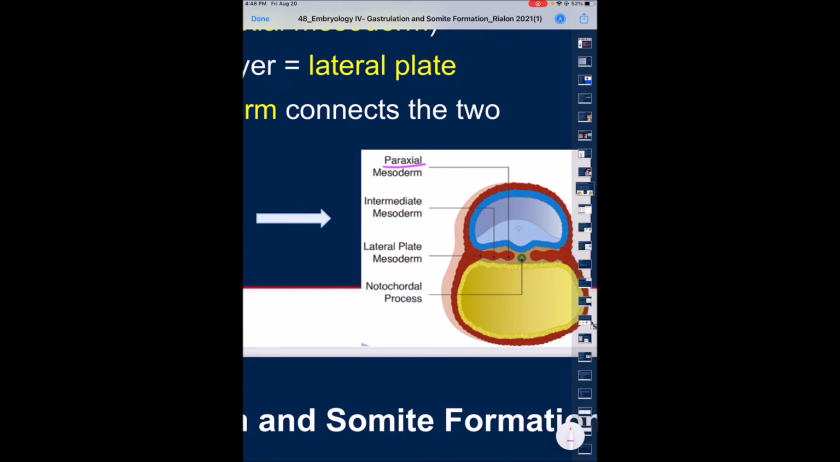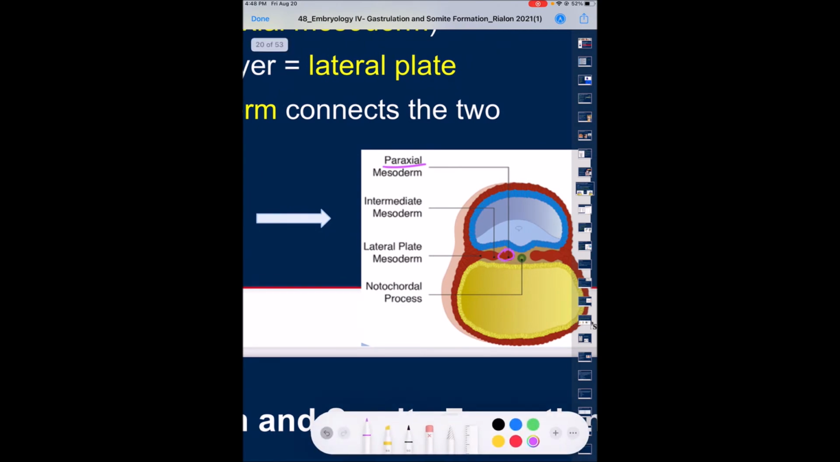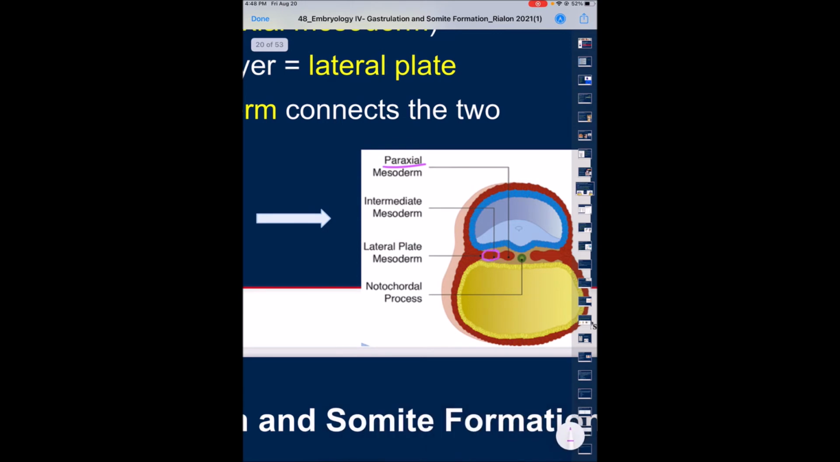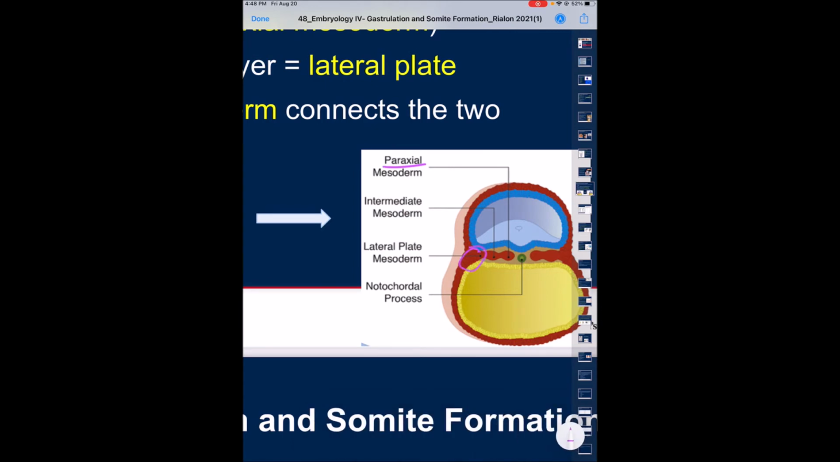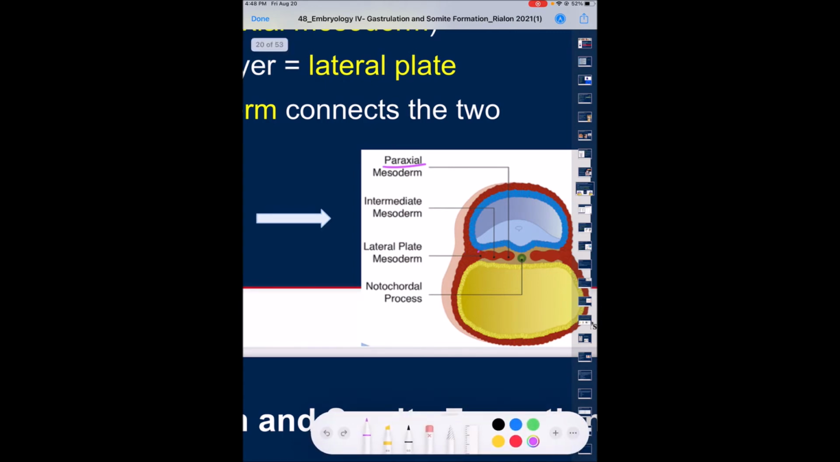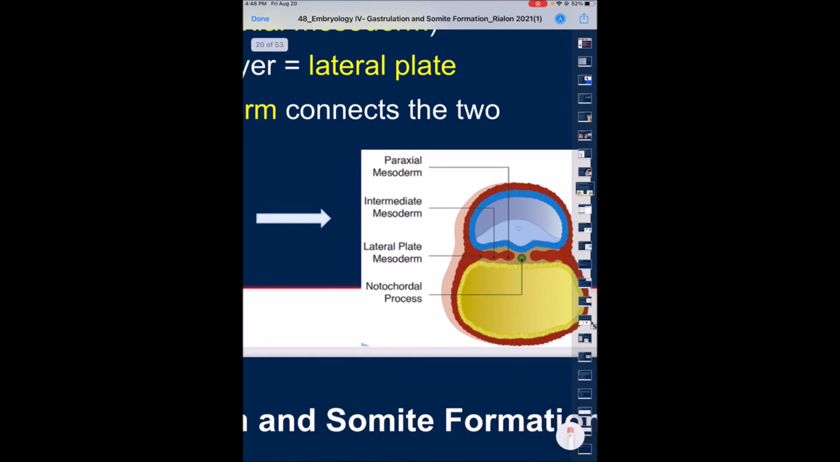The second bulge is intermediate mesoderm because it's in between the other 2. And finally, we have the lateral plate mesoderm, which doesn't really look like a bulge to me, but basically it's the rest of the mesoderm. And all 3 of these are going to be important in somite development. Well, not quite all 3 of them. I guess the main one for somite development is going to be paraxial mesoderm.